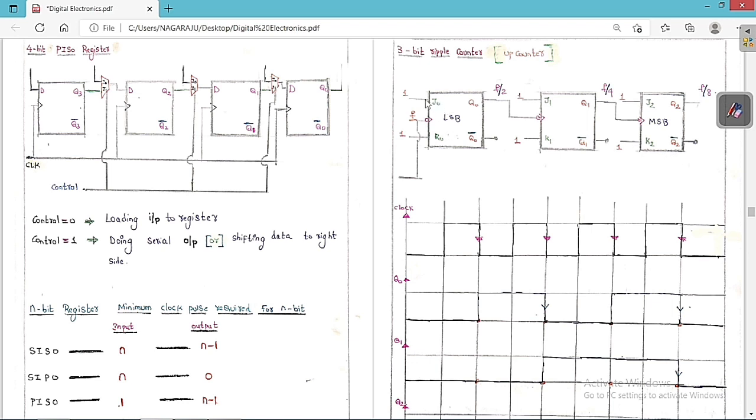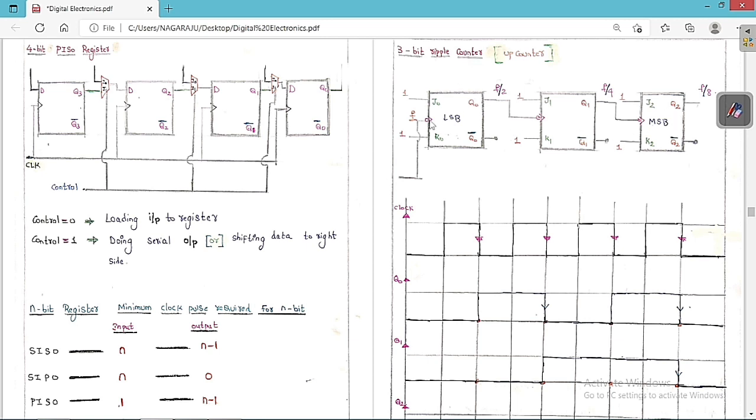Now I am going to keep all of these at one condition. J equal to 1 and K equal to 1 means these are in the toggling condition. So 1, 1 and 1, 1. Now let the initial clock pulse have a frequency of f. Listen carefully: in ripple counters, the flip-flop to which the clock is given initially is called the LSB, and the last one is called the MSB. It's a very important point.